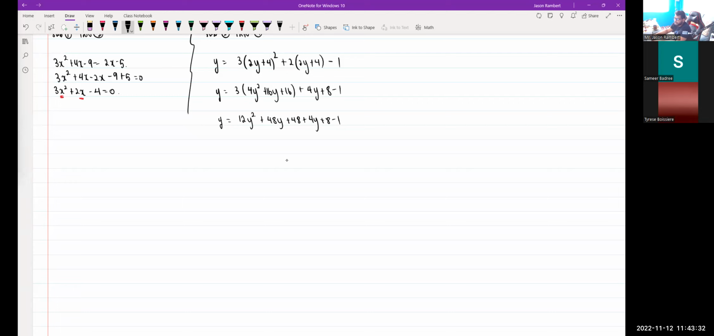Now, Tyrese, I see you had y is equal to all of this here. But I want to get ax squared plus bx plus c is 0. Well, in this case, it'll be ay squared plus by plus c is equal to 0. So I'll move everything to the left. I'll end up with the y remains there, minus 12y squared minus 48y minus 48 minus 4y minus 8 plus 1 is equal to 0. So you're seeing your dilemma, Tyrese?